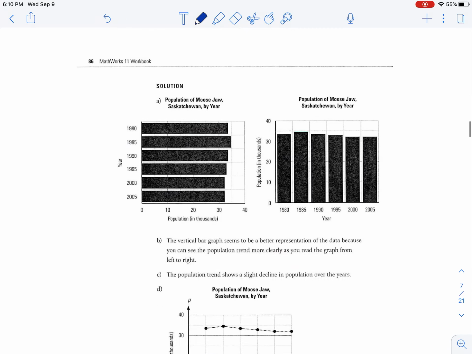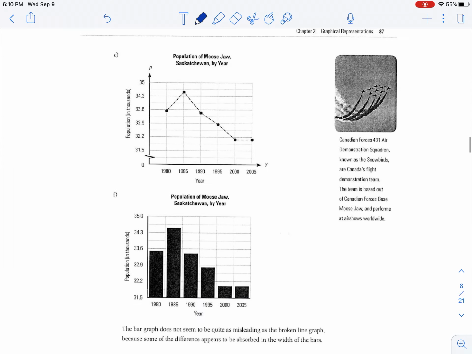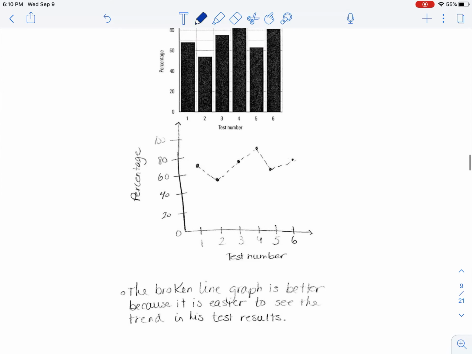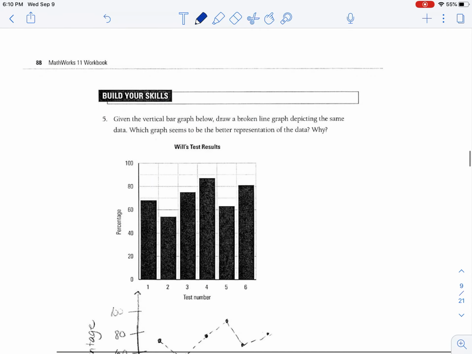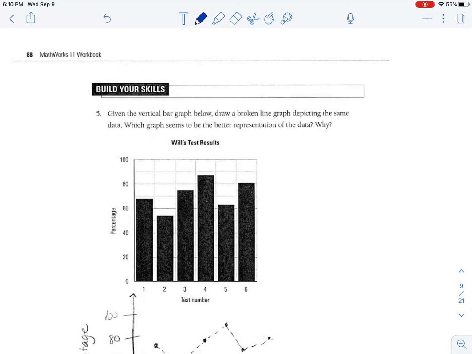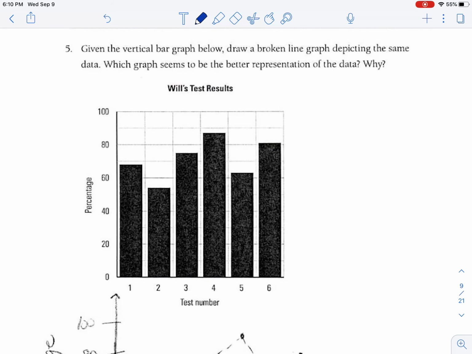So let's move on. So let's look at number 5 quickly together. So given the vertical bar graph below, draw a broken line graph depicting the same data. Which graph seems to be the better representation of the data?